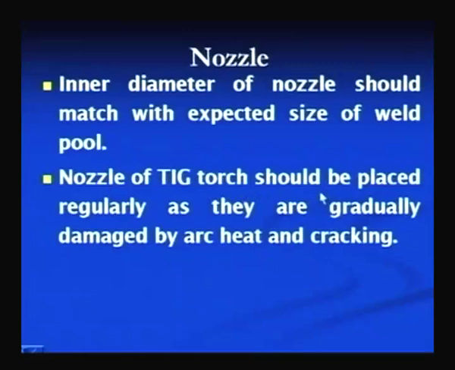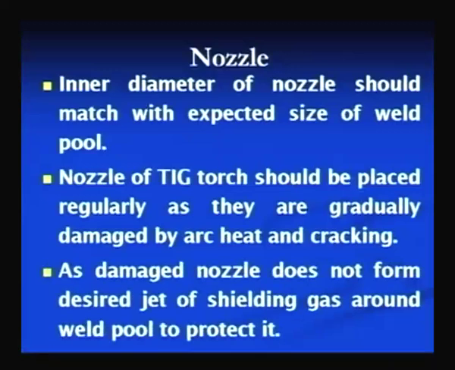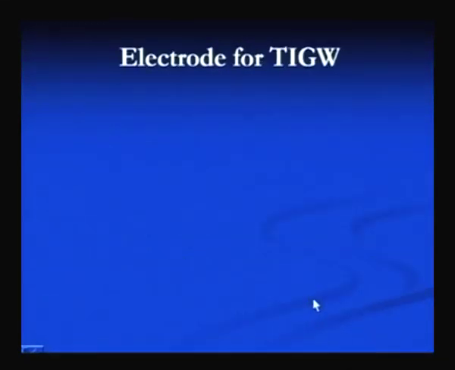And the nozzle of the TIG torch should be replaced regularly, because gradual damage to the nozzle leads to a change in size and shape of the nozzle, which causes a reduction in the ability to form a jet of the shielding gases around the arc and around the weld pool. That is why it should be replaced regularly for proper shielding of the weld pool. Because here we can see the same thing: a damaged nozzle does not form the desired jet of the shielding gas around the weld pool to protect it from atmospheric contamination.